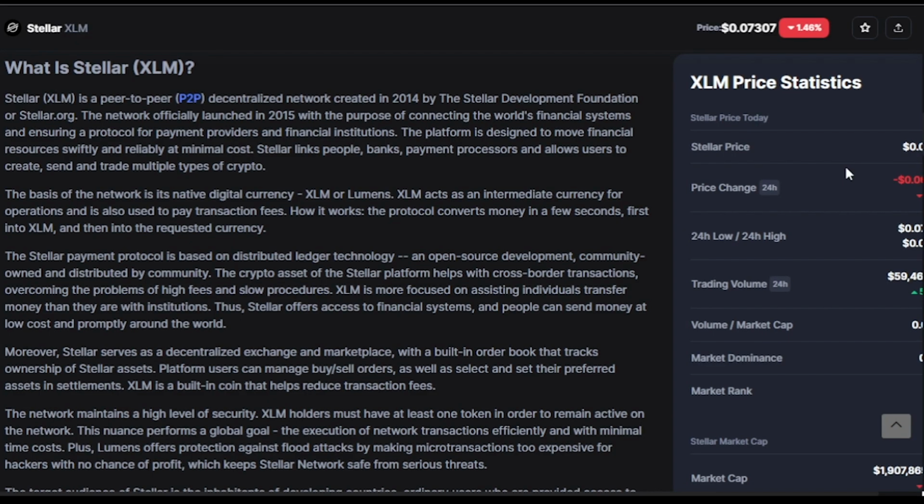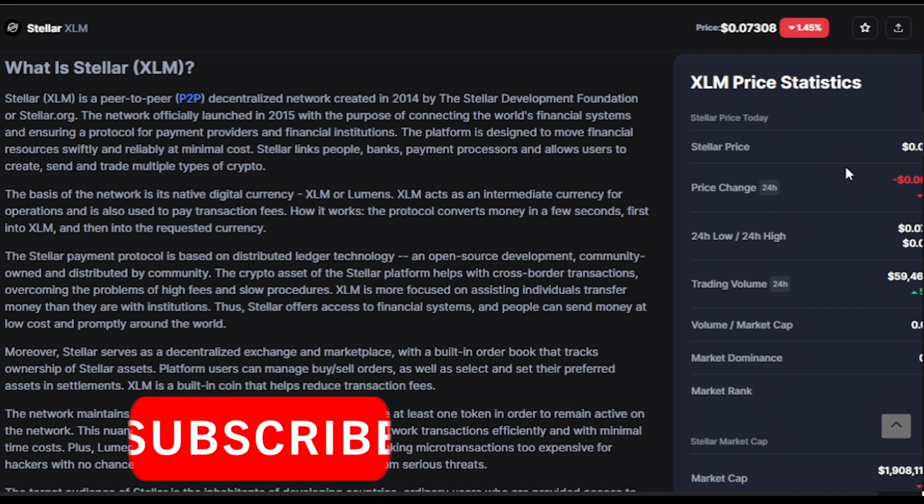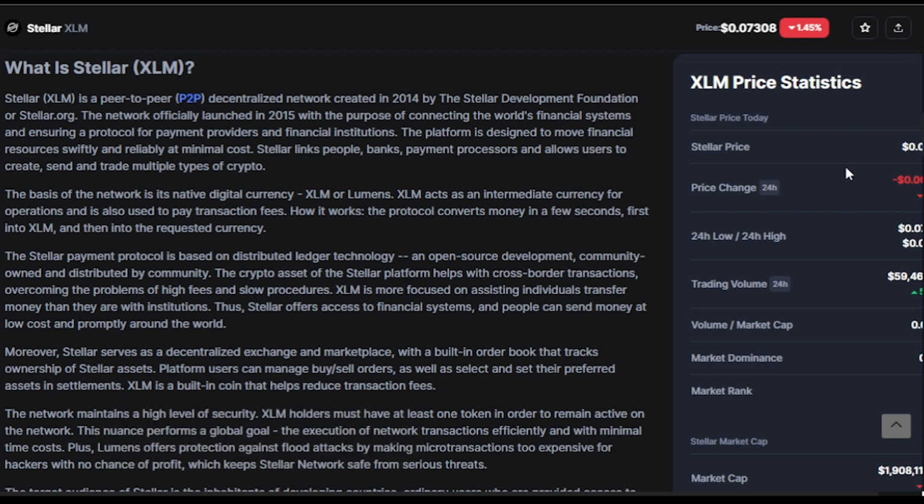So guys, what's the Stellar token? The Stellar token is a peer-to-peer decentralized network created in 2014 by the Stellar Development Foundation. The network officially launched in 2015 with the purpose of connecting the world financial system and ensuring a protocol for payment providers and financial institutions. The platform is designed to move financial resources swiftly and reliably at minimal cost. Stellar links people, banks, and payment processors, and allows users to create, send, and trade multiple types of crypto.